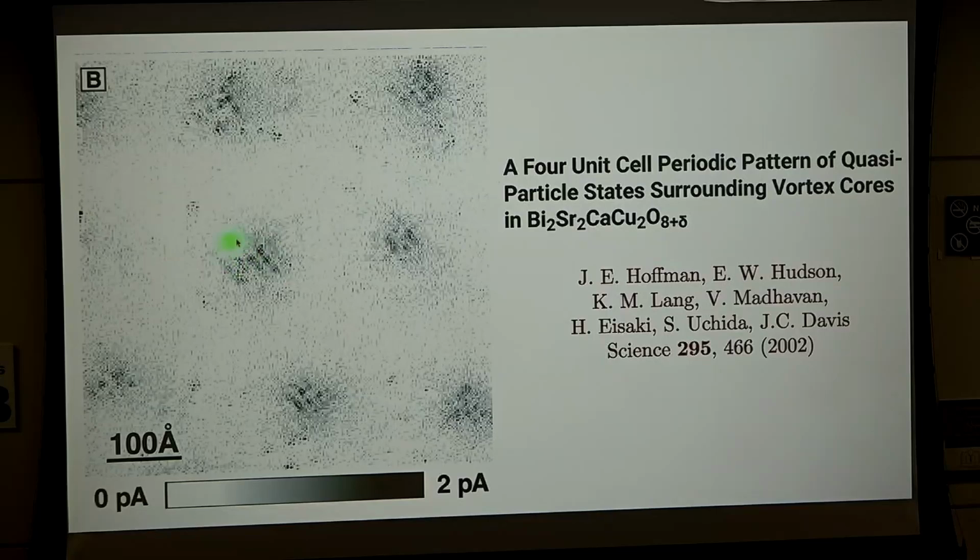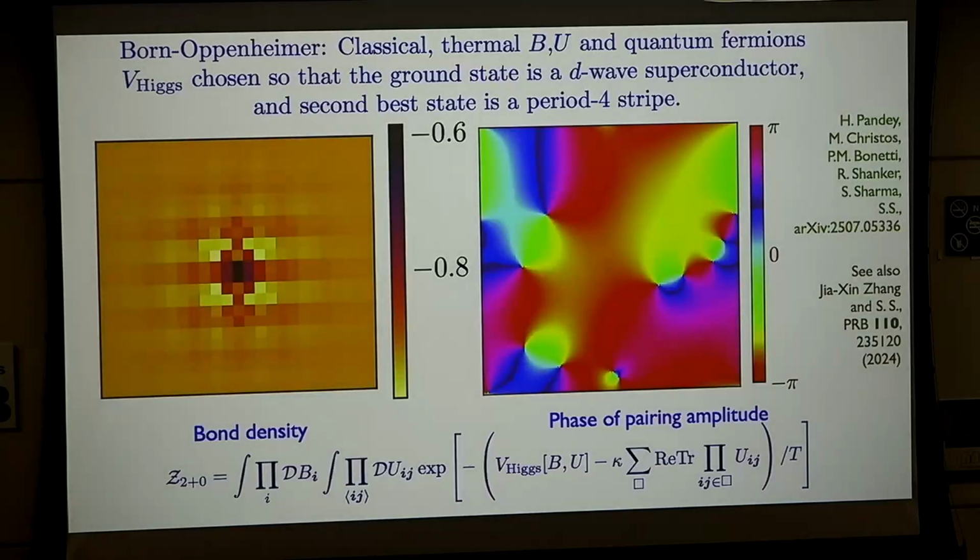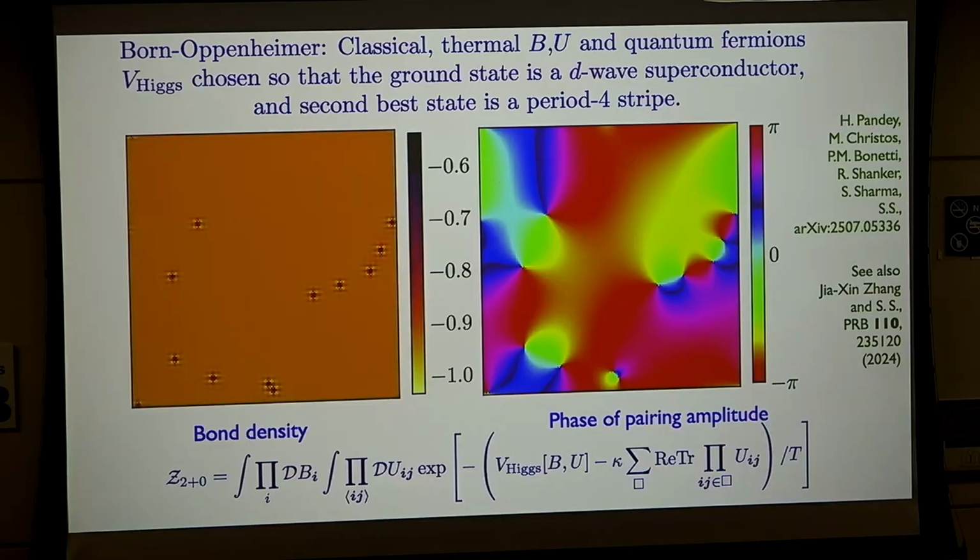Well, a 4-unit cell periodic pattern, you can see in the title. Okay, I mean, we didn't adjust anything, other than just every vortex. And the point is, it appears on every vortex. There's nothing that doesn't have it.